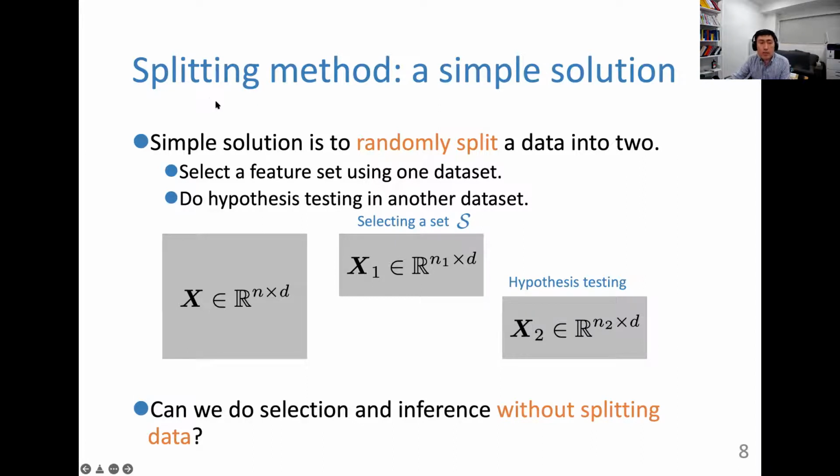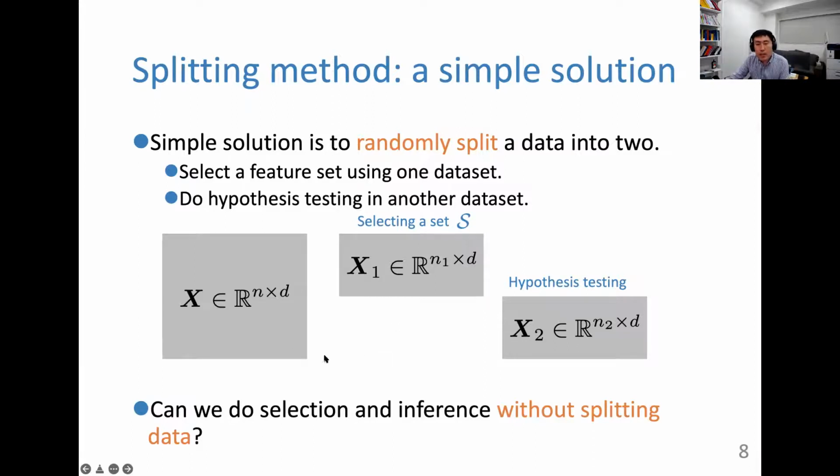This is pretty simple. This is the original data matrix. N is the number of samples, and D is the dimension. We simply split the data into 2, X1 and X2. Then we use X1 to select a feature set or some data set. Then we do the hypothesis testing on the rest of it. In this case, we can split the selection and hypothesis testing, and we can control the false positive rate. So this approach is fine.